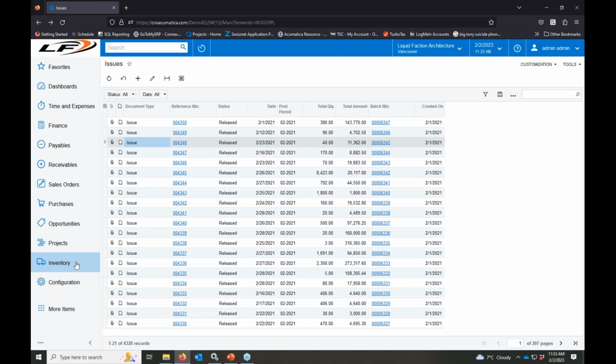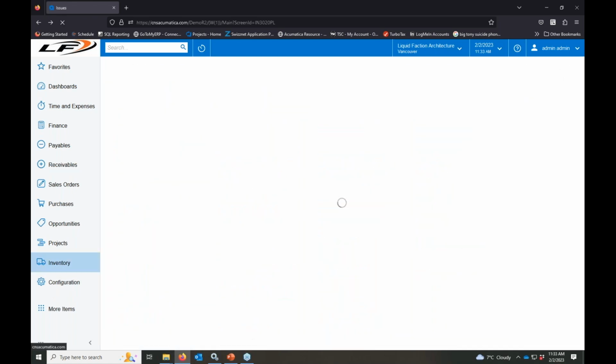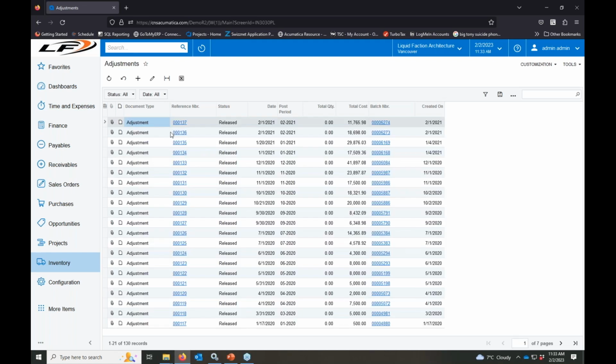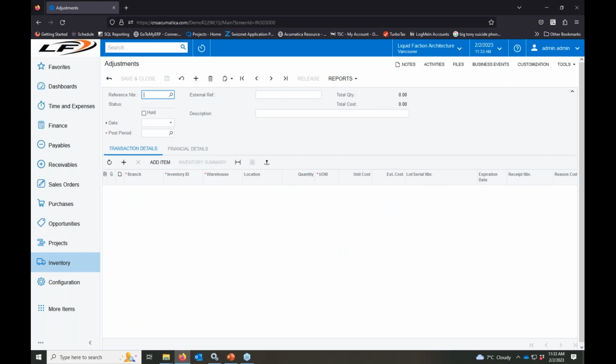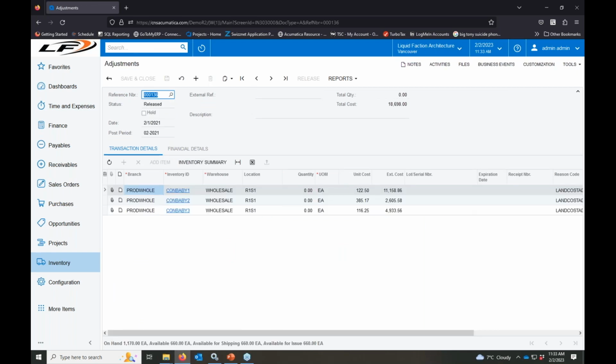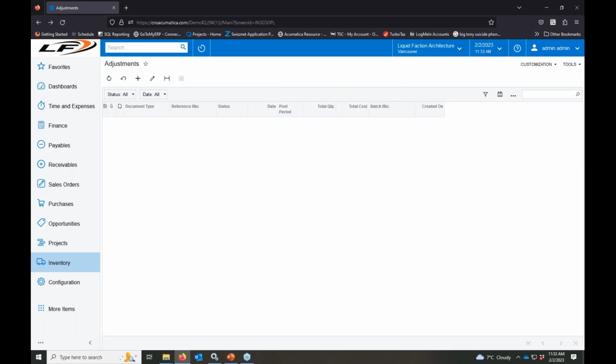Let's have a look again at the other transactions. We've got adjustments. Like I was saying at the presentation level, these adjustments are really going to be based on the deltas. In these cases, the quantities did not change, but the costs did. They changed by those respective amounts, which totaled 18,698. Let's see if I can find something with quantity.